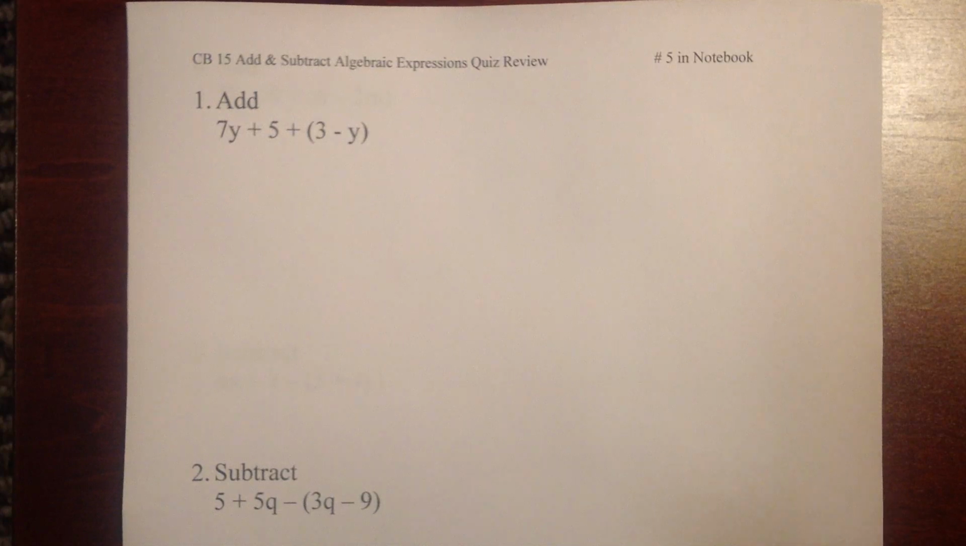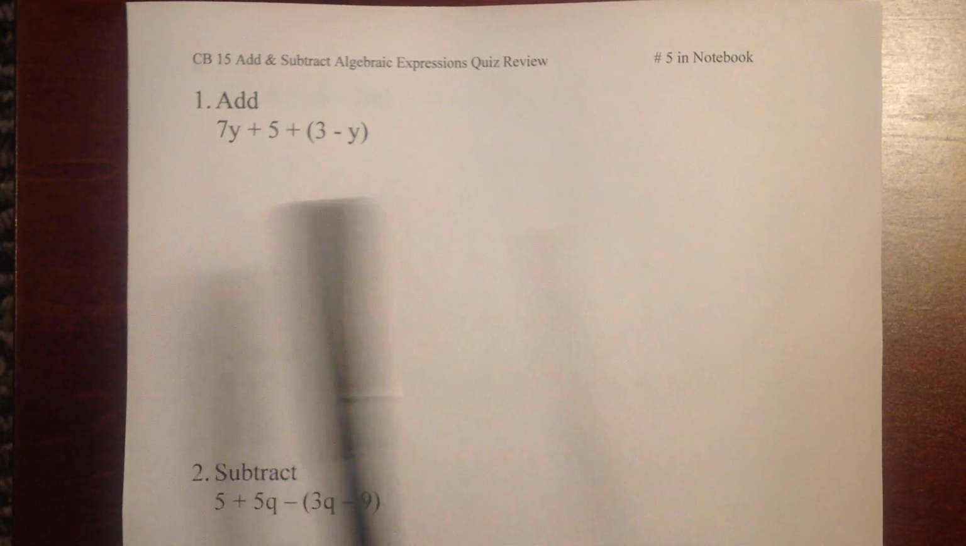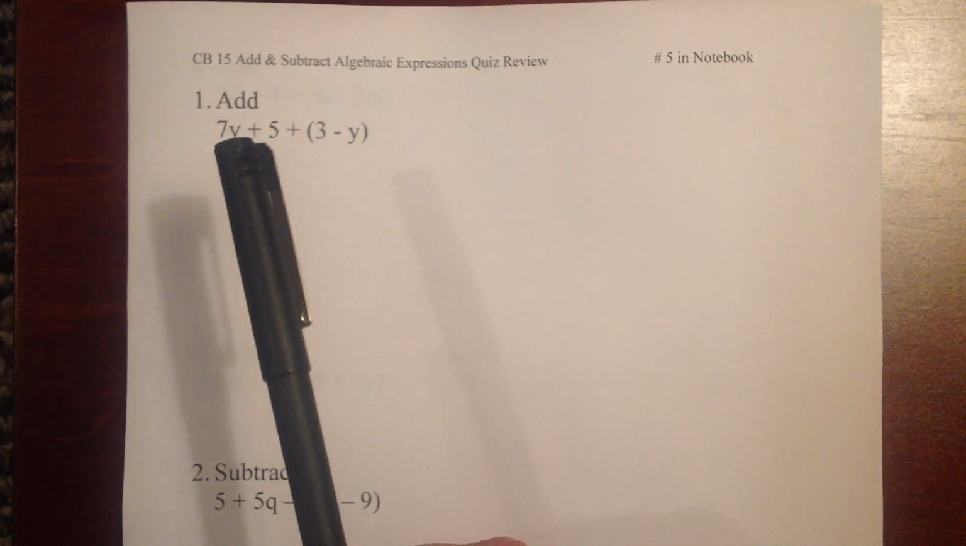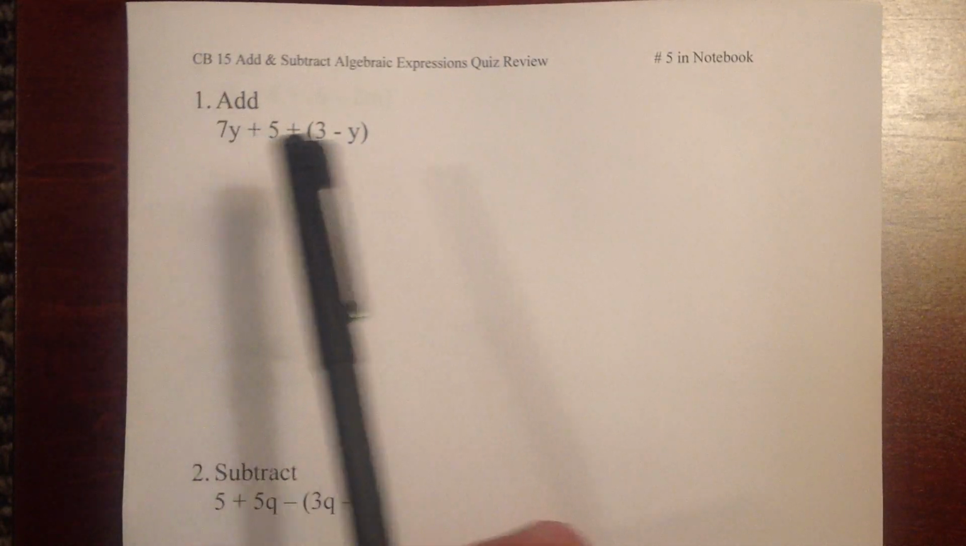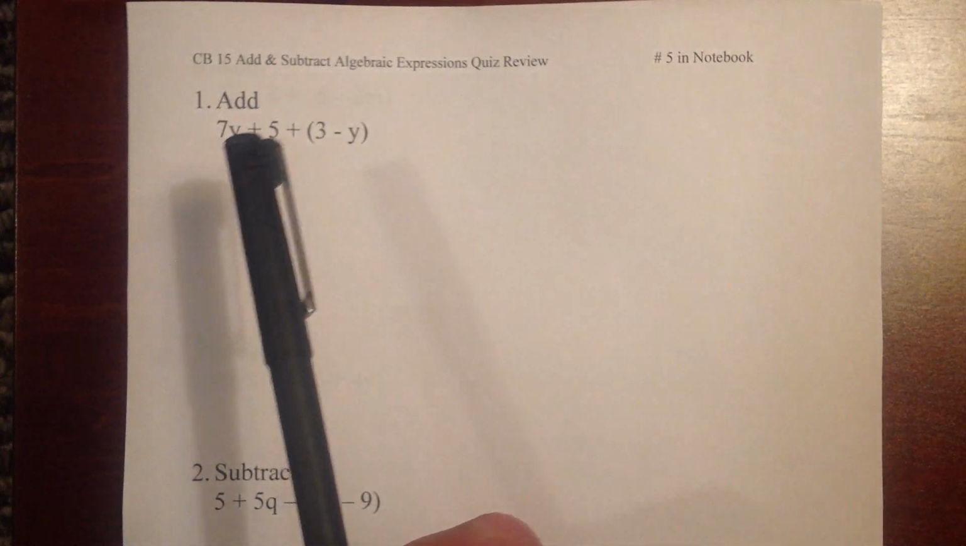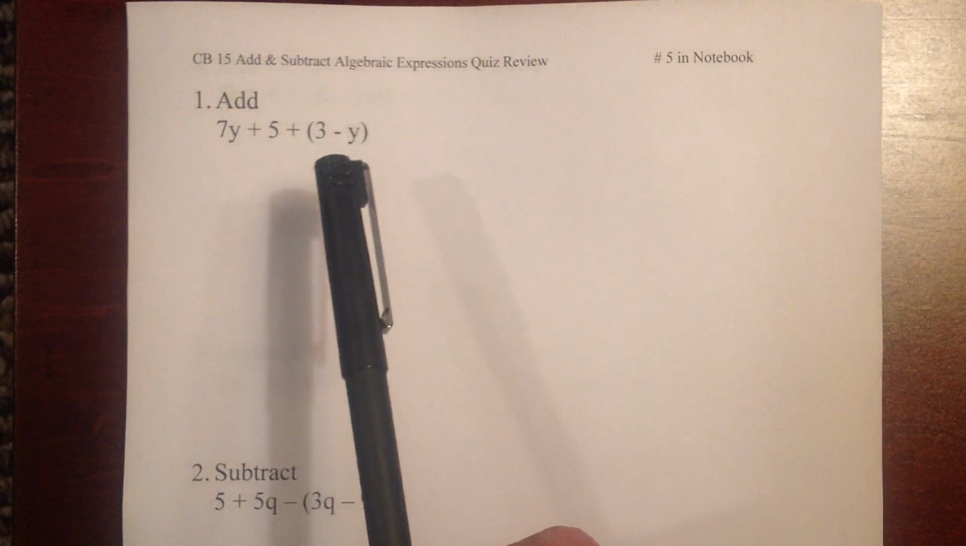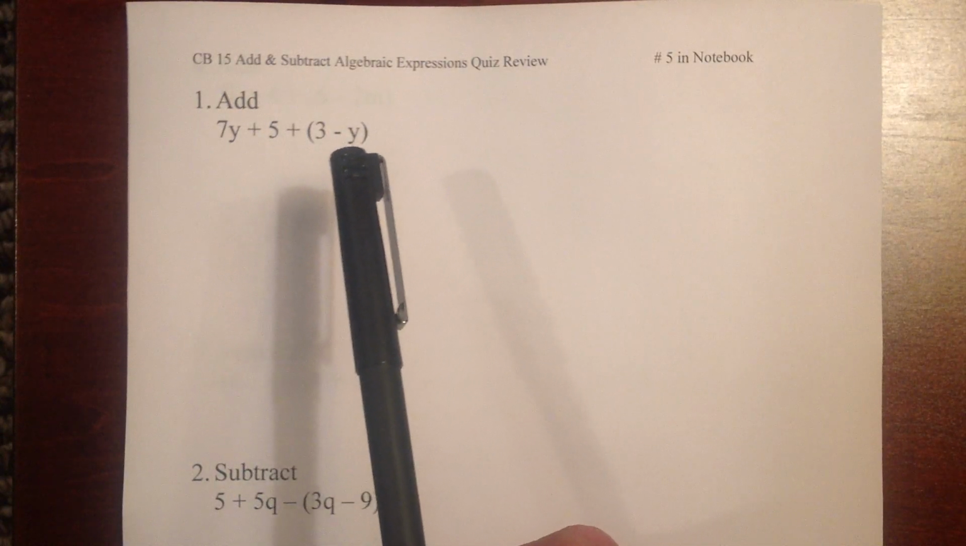This week we're going to add and subtract algebraic expressions. Adding's pretty easy because you don't really have to worry too much about the order or anything like that. What you need to keep in mind here is we're not necessarily just keeping or collecting, or combining, I should say, like terms. What we're doing is we're adding this expression, which is 7y plus 5, to 3 minus y.